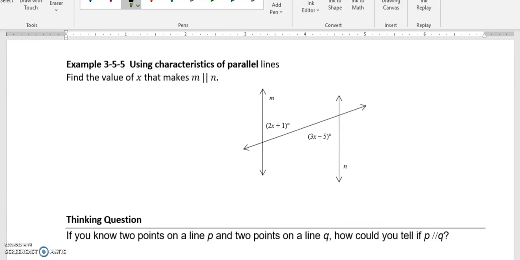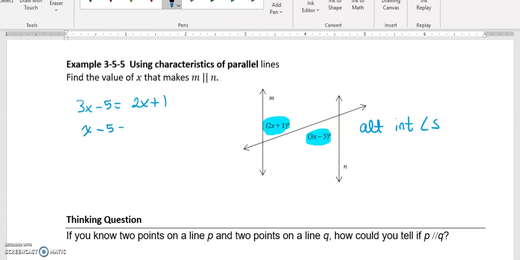Find the value of x that makes lines M and N parallel. Well, first we got to determine what relationship these two angles have. Those two angles are alternate interior angles, and they have to be equal in order for the lines to be parallel. So 3x minus 5 equals 2x plus 1. Subtract 2x, add 5. The value of x that makes that true is 6.